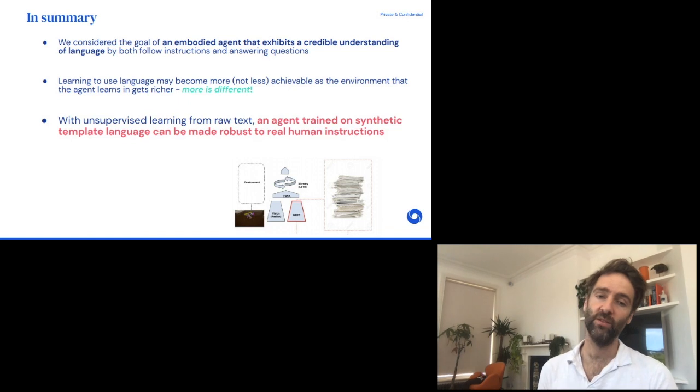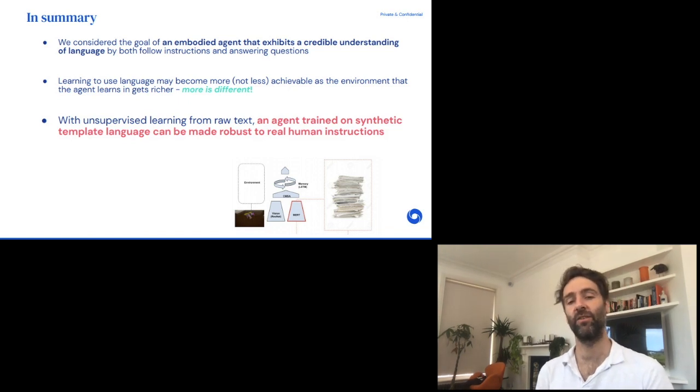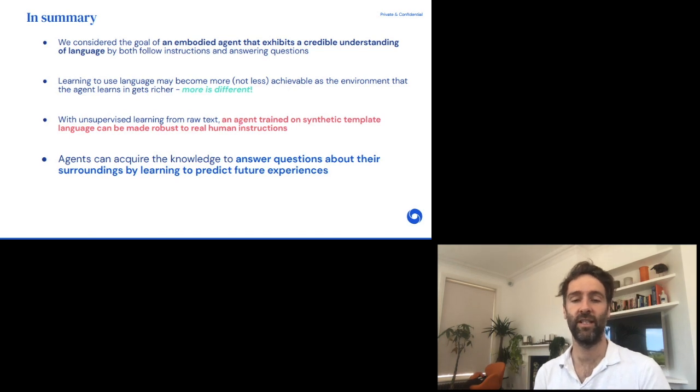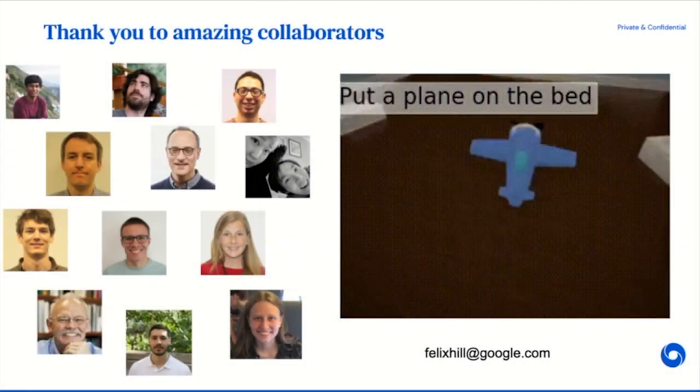Of course, by using things like unsupervised learning algorithms on raw text, an agent that's trained on synthetic template language can actually be made much more robust to real human instructions. And I've also shown how agents can acquire some of the knowledge necessary to answer general knowledge questions about their surroundings, but their ability to do that is much greater if they're given powerful semi-supervised or unsupervised predictive objectives, as well as optimizing an RL objective or a task-based objective.